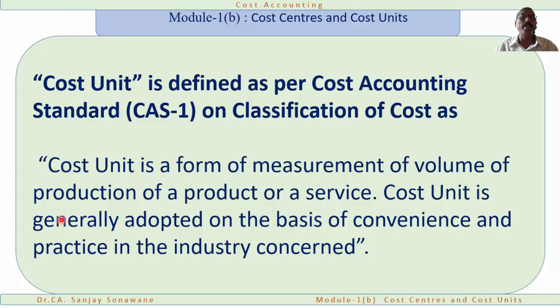Cost unit is a form of measurement of volume of production of a product or a service. Cost unit is generally adopted on the basis of convenience and practice in the industry concerned. So what is the main purpose of understanding the cost unit? We measure something. Let us say when we manufacture sugar, we call it per kilogram. So this kilogram is a measure.